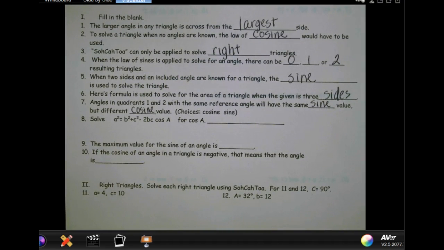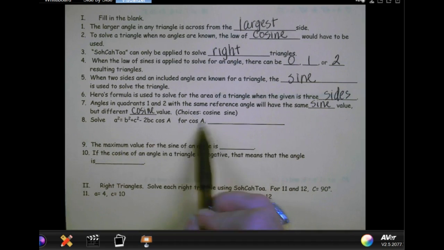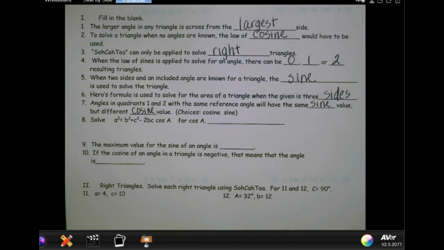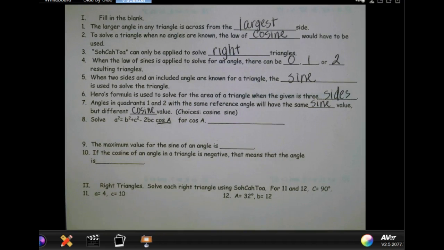Some of us aren't learning anything. All right, so if I want to solve for cosine, what would I do? I want to get the cosine by itself. Okay.